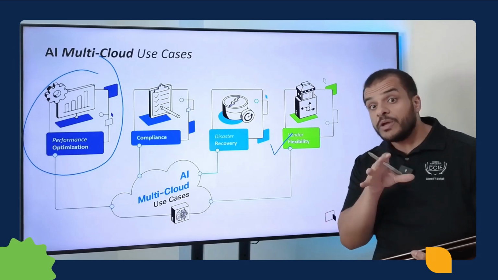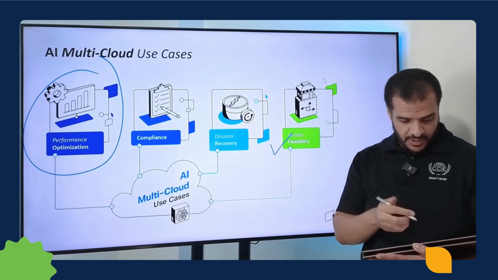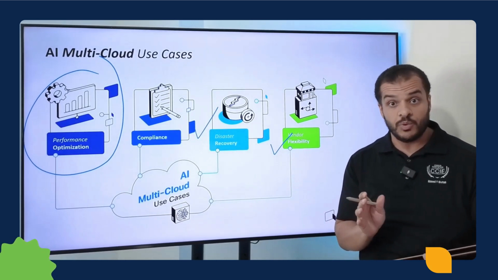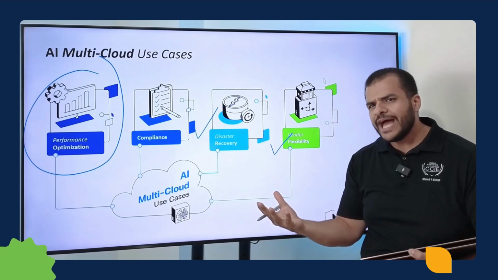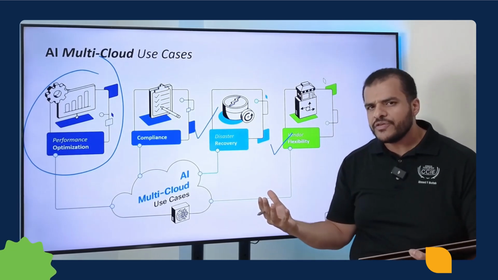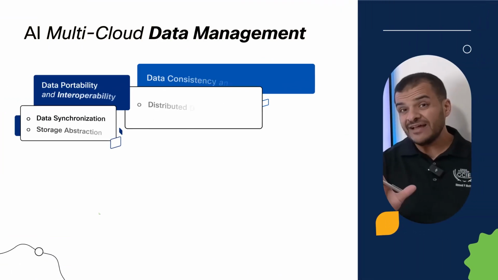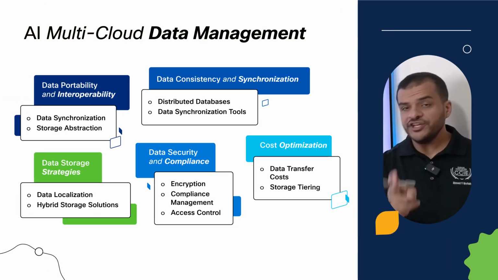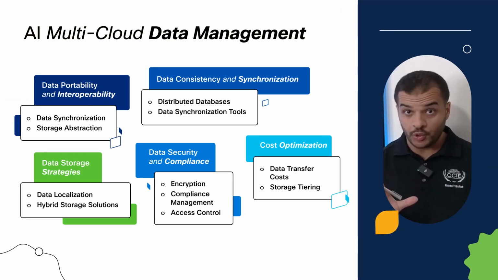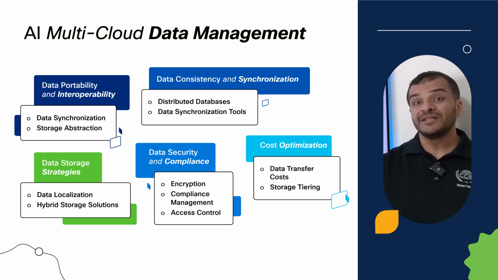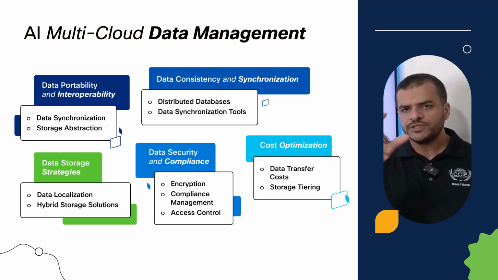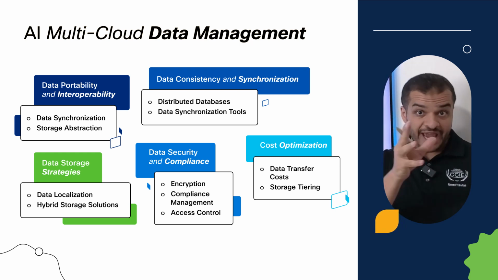These setups also improve disaster recovery. So, disaster recovery as well. If one provider goes down, you can switch to another without missing a beat. In these multi-cloud scenarios and use cases, efficient data management is actually crucial. Why? Because you have your data across multiple cloud providers. Especially, we're talking here about the AI data or the AI workload.